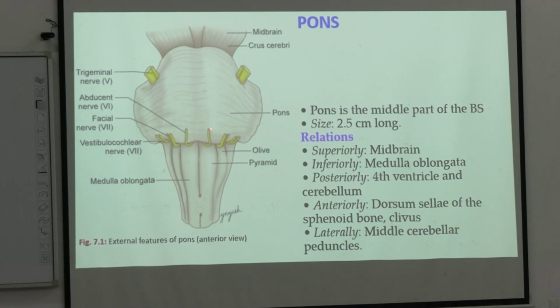Now, on the external surface, there is a midline groove. We call this the basilar groove. This groove is occupied by an artery lying in it, which we call the basilar artery.